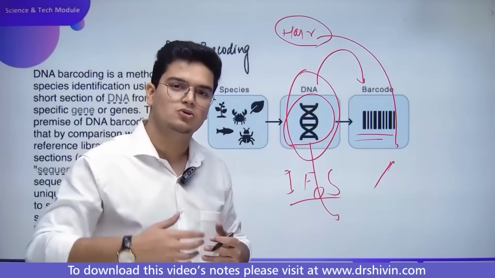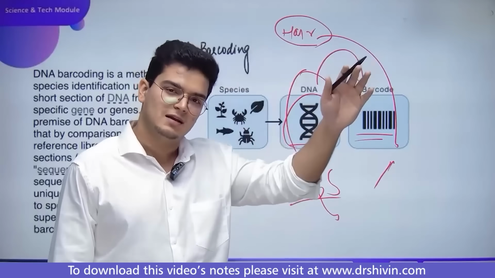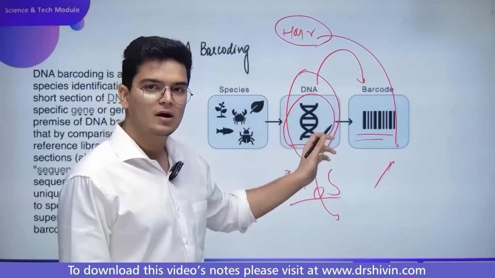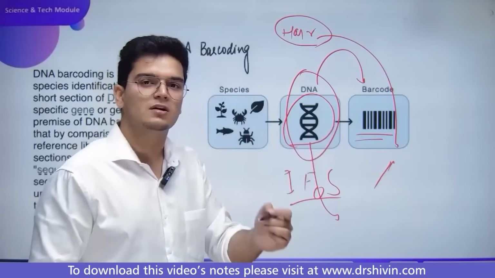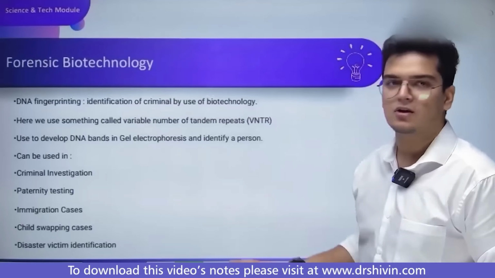मेरा DNA वही है जो मेरे zygote का था. So when I am 5 years old, my DNA will be same. When I am 30 years old, my DNA will be same. So you will not be able to use DNA barcoding to assess the age, but you can use it for identification. Now we have forensic biotechnology.